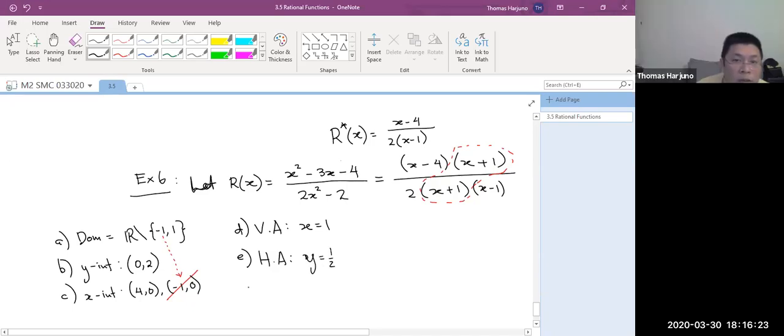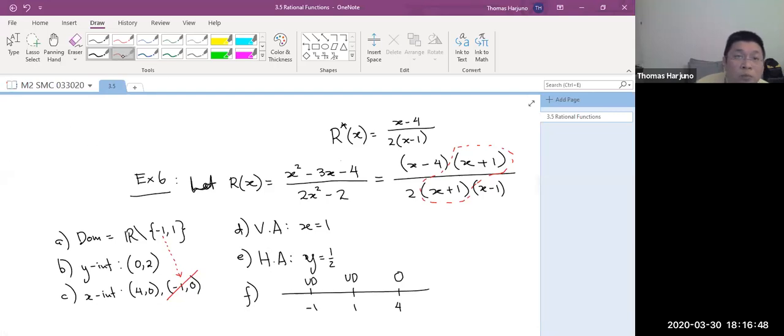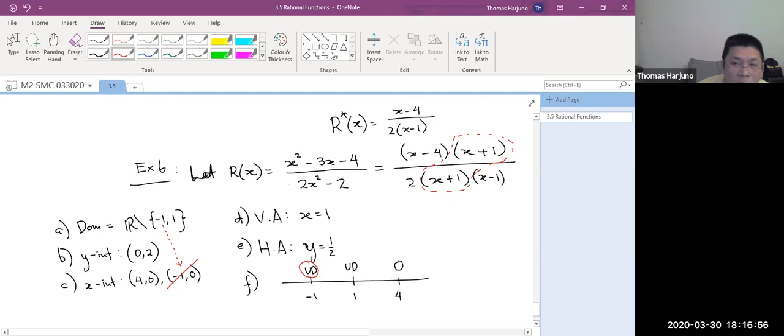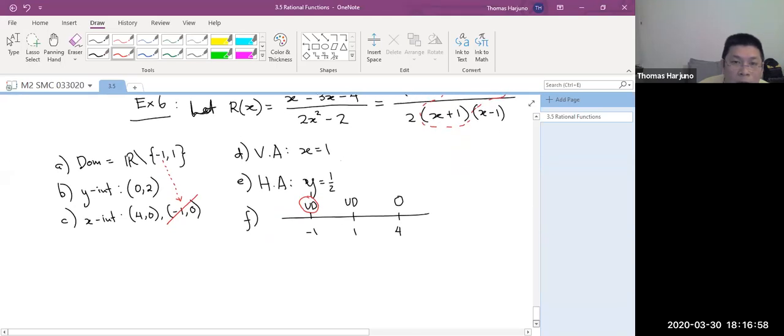Now let's see what happened to the sign graph. We have negative 1, 1, and 4 as critical numbers. 4 gives us zero, 1 gives us undefined, and negative 1 also gives us undefined, but later on, this x equals negative 1 we know will be a hole. That's why we still call that undefined, but when it comes to the graph, instead of becoming a vertical asymptote, it is actually a hole.